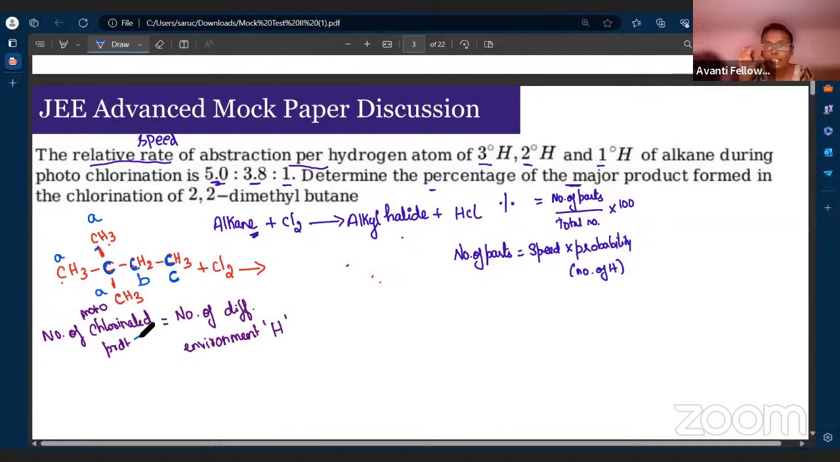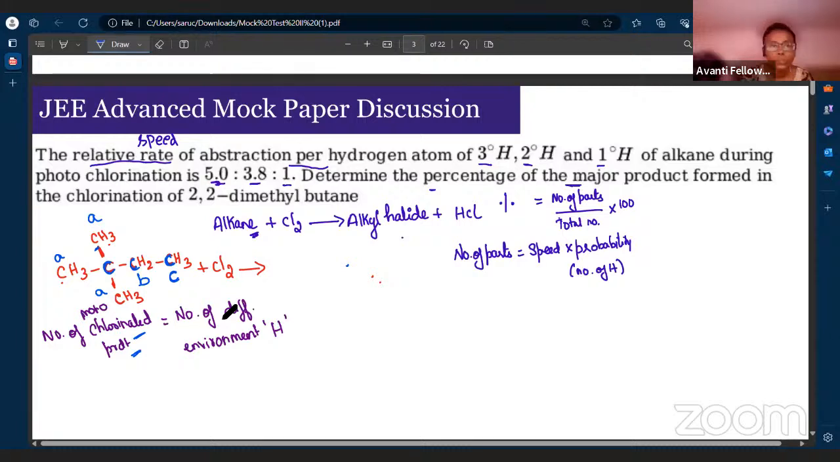So how many monochlorinated products will we be getting? It is equal to the number of different environment hydrogens. So how many different environment hydrogens do you have? Like 3. So the number of monochlorinated products will be equal to, what will be the number of monochlorinated products? Everyone? Yes, it will be equal to 3.